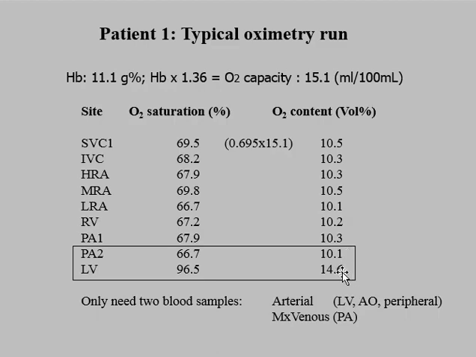We now have two of the values needed for our calculation, our arterial and our venous oxygen content. The difference between these two will give us our arteriovenous oxygen content difference. So basically, we need only two blood samples, any arterial and a truly mixed venous sample, which has to come from the PA, the pulmonary artery. And that's why right heart catheterization is required. To date, there's no other way to calculate a truly mixed venous blood sample.